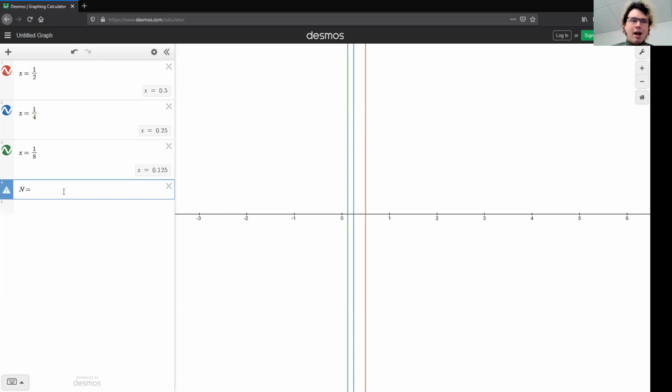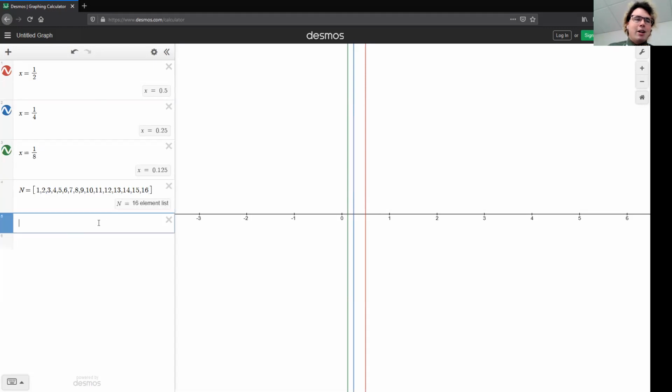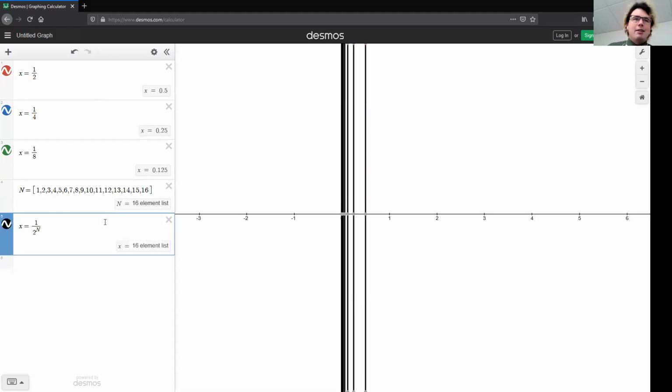There's actually kind of a neat way I can do this in Desmos. I'll say n equals 1, 2, 3, 4, 5, 6, 7, 8, and so on. Now, unfortunately, Desmos can only handle finitely many numbers at a time. And I'll ask it to plot x equals 1 divided by 2 to the power n. So there are all of the values I've asked for.